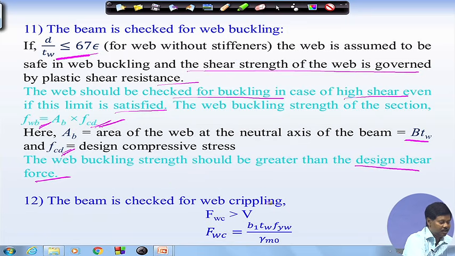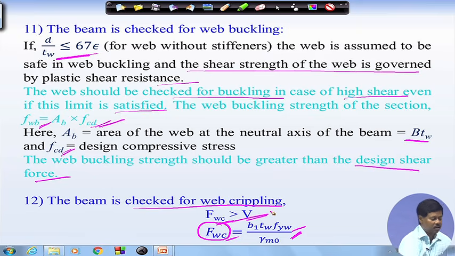So, once it is okay, then we will go for checking web crippling. Web crippling strength Fw, this has to be also greater than the shear force at that point, and Fw, the web crippling strength, we can calculate from this formula, that is b1 tw fyw by gamma m0, where b1 is the dispersion width and tw is the thickness of the web and fyw is the yield strength of the web, right. So, web crippling strength can be found from this formula, and it has to be more than the shear force coming on that section.